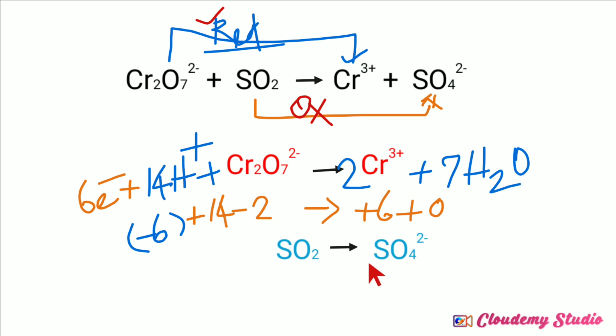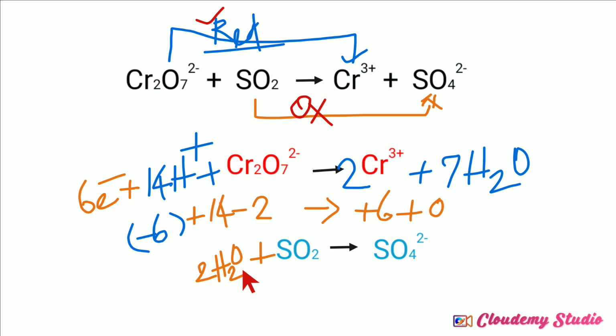Now we need to balance the oxidation reaction, that is the conversion of sulfur dioxide to sulfate ion. In sulfate ion, 4 oxygen atoms are present, but in sulfur dioxide only 2 oxygen atoms are there. Therefore, on the left hand side we need to add 2 moles of water in order to balance the oxygen atoms.